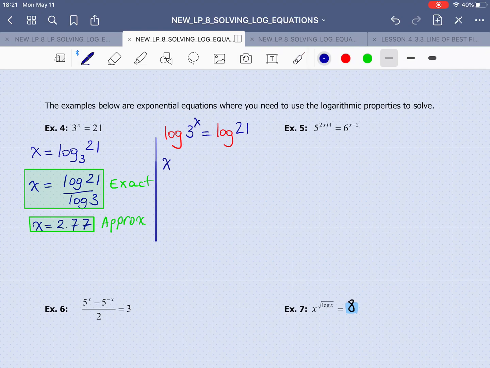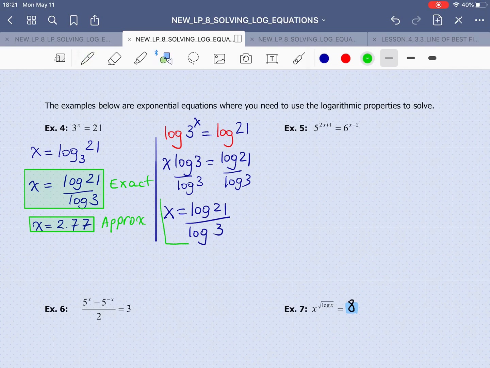So according to the power law, this x will become a coefficient. So in other words, we can write here x log 3 equals log 21. And from here, you can isolate x by dividing both sides by log 3. And we get x equals log 21 over log 3. So that's the exact answer. It's the same as the one we just found with the previous method.